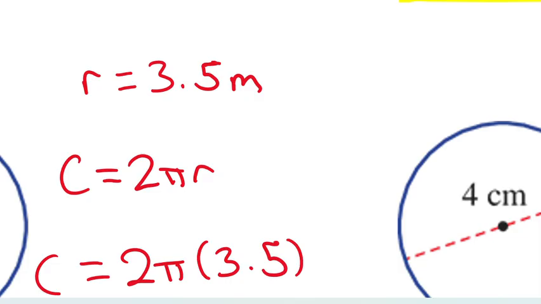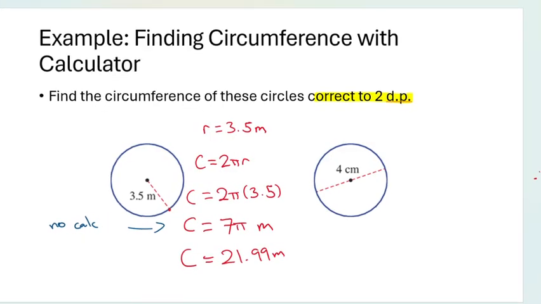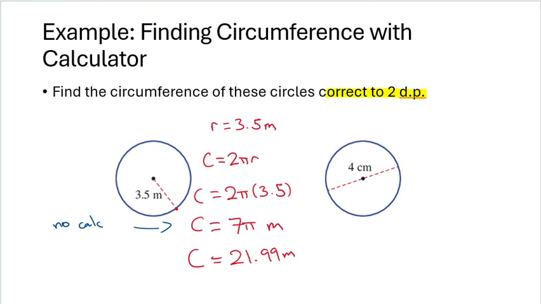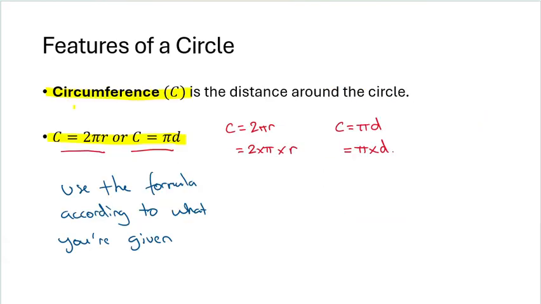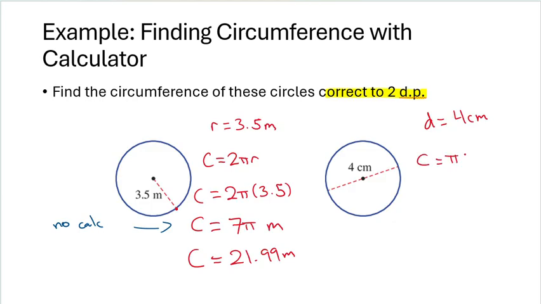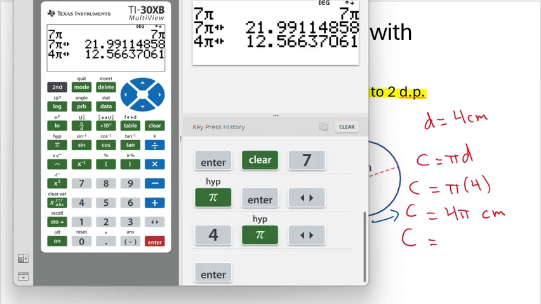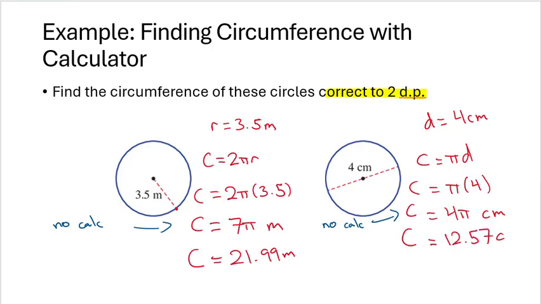For my second circle here, I got a diameter of 4 centimeters. Just use the formula according to what I've been given. Because I'm given diameter, I will now use C equals pi d. This is essentially just replacing like so, and I end up with 4 pi centimeters. So again, this is your no calc response. Leave it there because the question's asking for 2 decimal places. We'll just figure that out real quick. 12.57. And there we go.